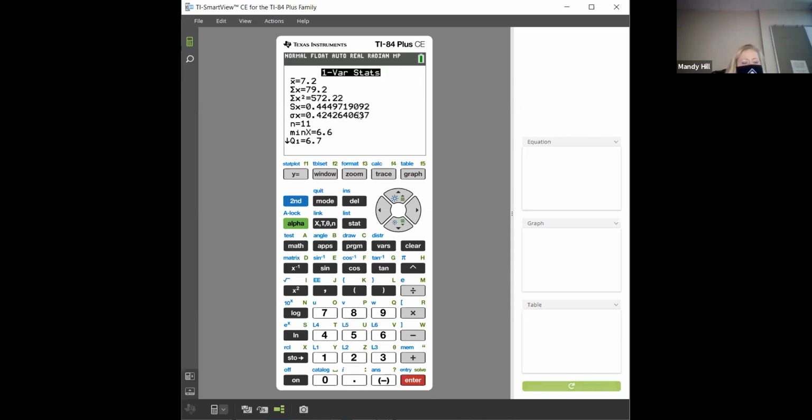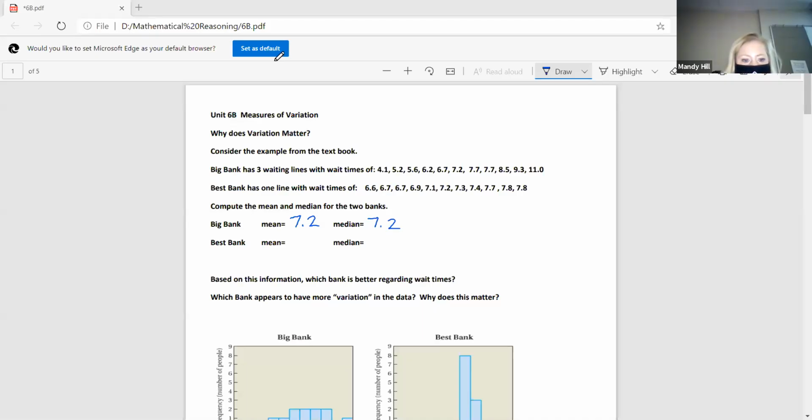Okay. The important things that we're worried about right now are X bar, which is the mean. So the mean is 7.2. To get the median, we need to scroll down through these, and it looks like the median is also 7.2, which is weird that you would get the same mean and median for both of these, but that's what we got. So let's go back to our paper. We've got a mean of 7.2 and a median of 7.2.